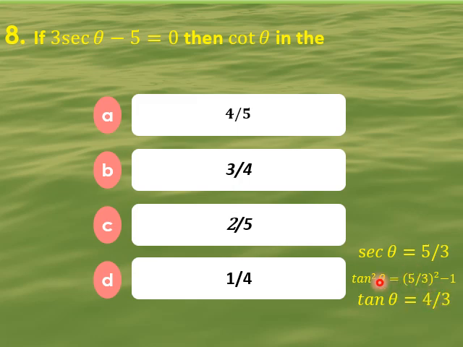Why are we taking the square root? Because here tan square theta is there. So if tan theta is 4 by 3, cot theta is 1 over tan theta. So it becomes 3 by 4. So the correct option is B.